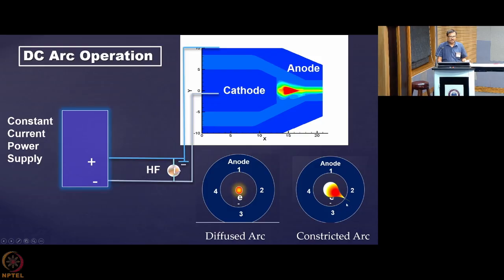So the rest of the region will have colder regions, and the arc will not try to pass through that, because the arc will always try to find a path of very high conductivity, and that conducting region is like an arc connecting the cathode and the anode. So you will get a very constricted connection at a particular point. This type of arc, where the arc is not connected all over the anode periphery uniformly, but is connected to a particular point on the anode, is called a constricted arc. So this is the constricted arc configuration.